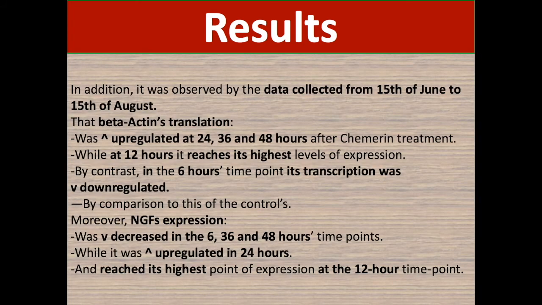In addition, it was observed from the data collected from 15th of June to 15th of August that beta-actin's transcription was upregulated at 24, 36, and 48 hours after Chemerin treatment, while at 12 hours it reached its highest levels of expression. By contrast, at the 6 hours time point its transcription was downregulated, by comparison to that of the controls. Moreover, NGF's expression was decreased at the 6, 36, and 48 hours time points, while it was upregulated at 24 hours, and reached its highest point of expression at the 12-hour time point.